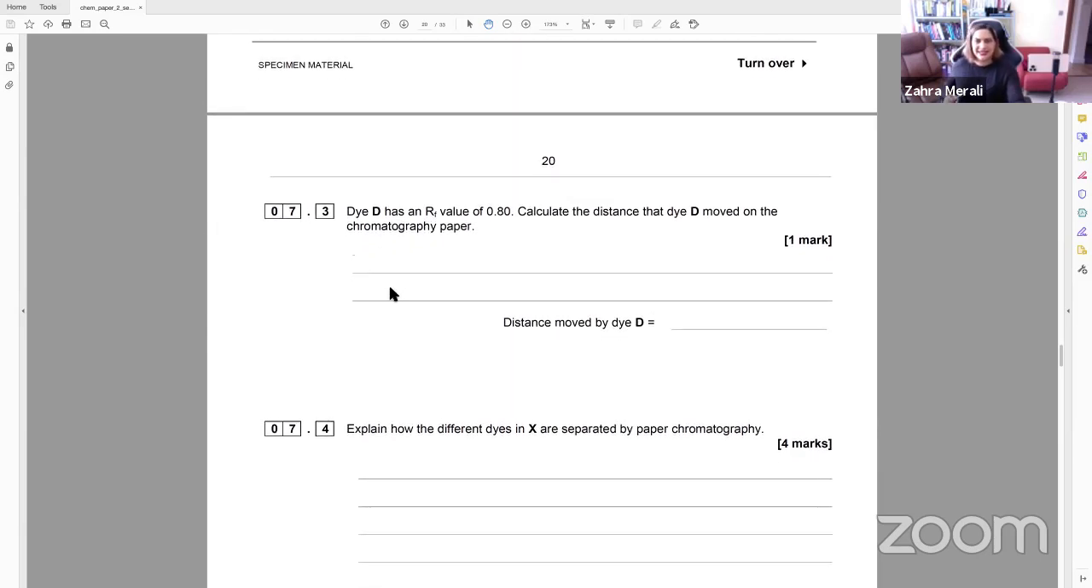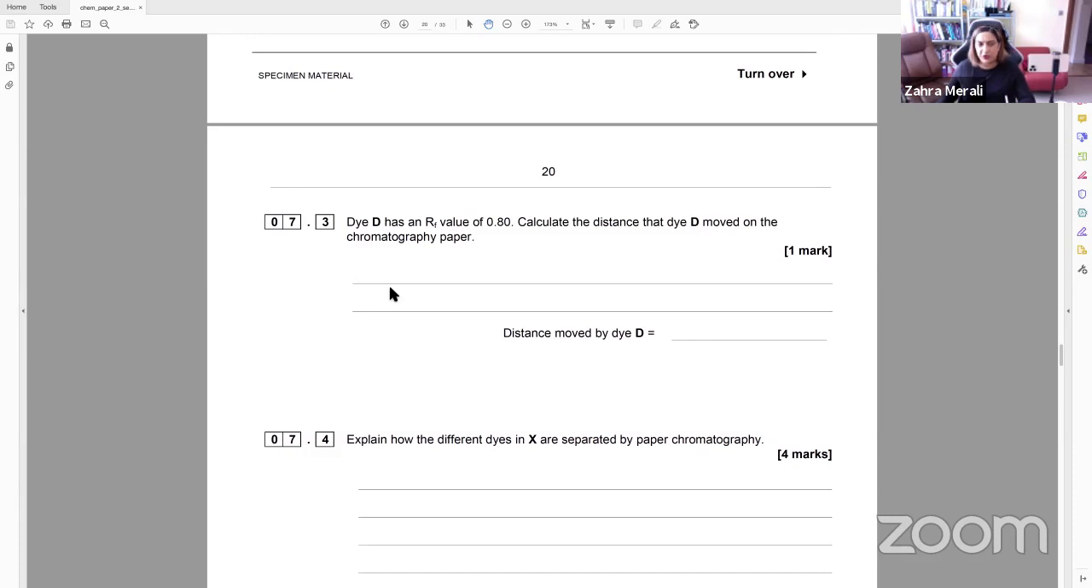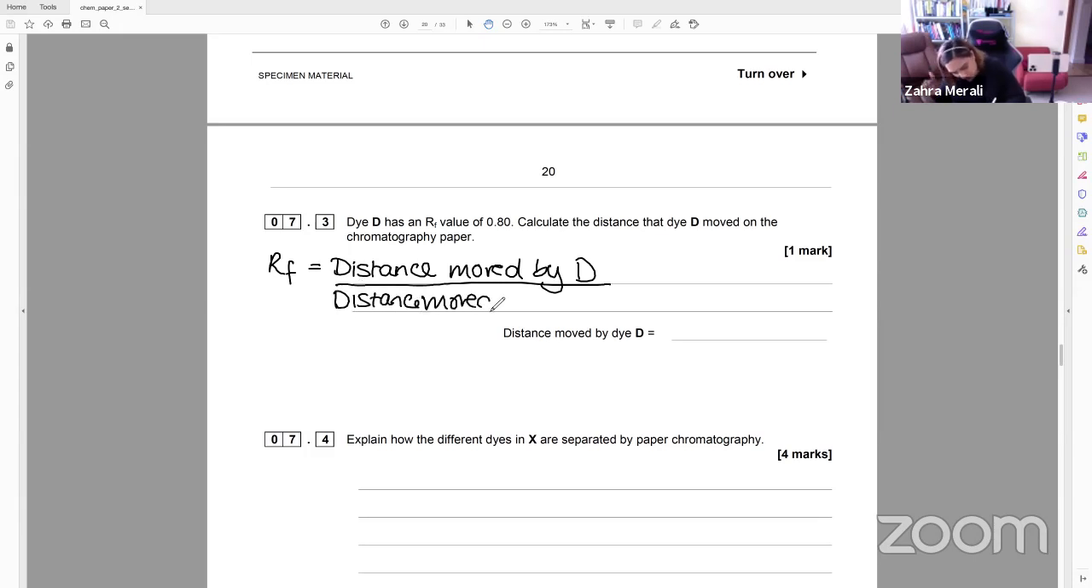Now it tells you that dye D has an RF value of 0.8. Calculate the distance moved on the chromatography paper. So remember, the RF value is the distance moved by whatever we're measuring, so moved by D in this case, over the distance moved by the solvent, which is right to the top line. What information do we know here? We know that RF is 0.8. This is what we want to find, so this is our X. And we worked out the distance moved by solvent was 8.2. So something divided by 8.2 gives us 0.8.